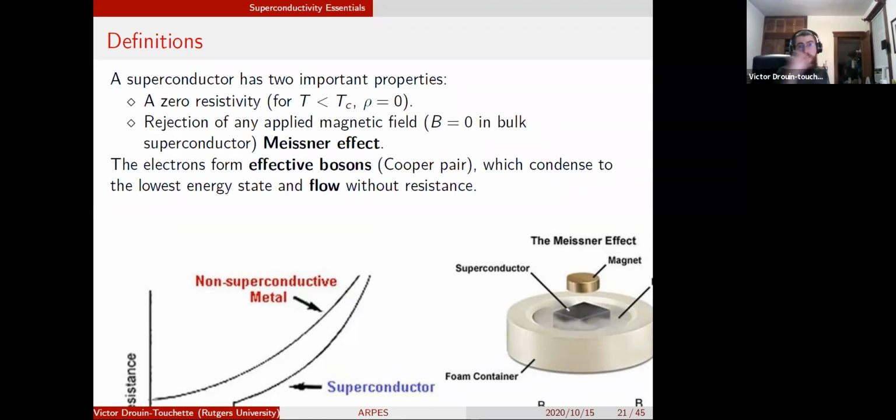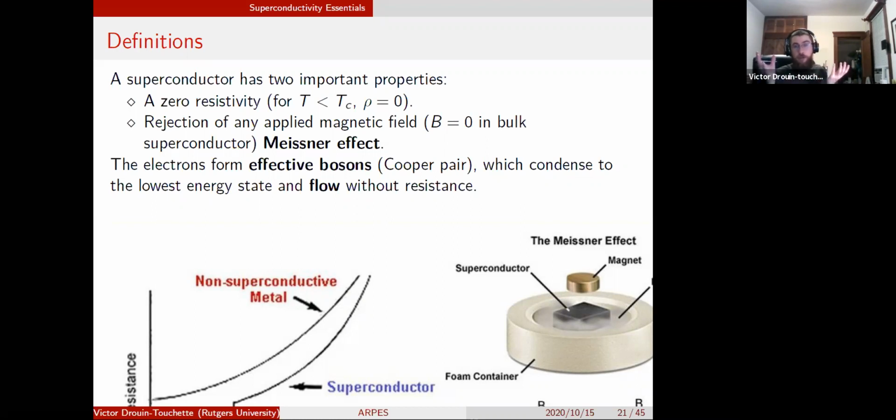And it's this really stunning property, and it means that all magnetic fields are expelled, thrown out of the bulk of the material. And this is all due to the fact that in a superconductor, electrons form effective bosons. So instead of being their usual fermions that go around willy-nilly and don't like to be in each other's bubble, in a superconductor, electrons now like to pair with each other.